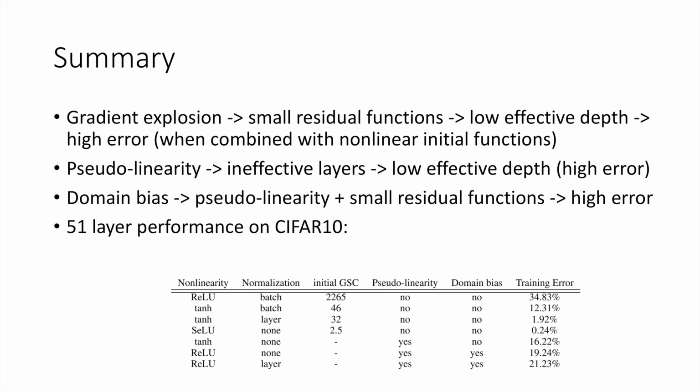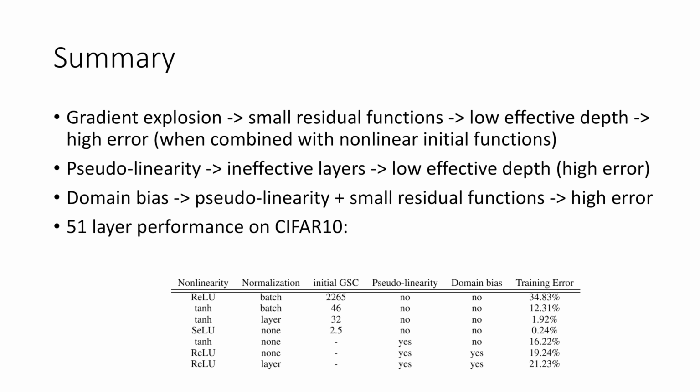Let us now summarize the entire How Networks Fail section. Gradient explosion leads to small residual functions, which in turn leads to low effective depth, which, when combined with nonlinear initial functions, leads to high error. Pseudolinearity leads to ineffective layers and thus to low effective depth and potentially high error. Finally, domain bias can lead to pseudolinearity and small residual functions, and then to high error via the mechanisms described above.